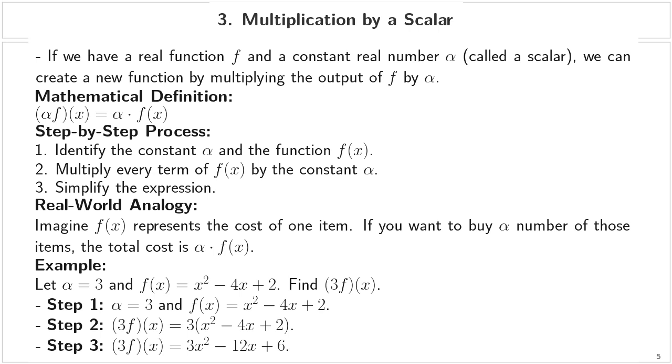Third, we distribute the 3 to every term inside. Multiplying 3 by x squared gives us 3x squared, 3 times negative 4x gives us negative 12x, and 3 times 2 gives us 6. So, our final simplified result is 3x squared minus 12x plus 6.